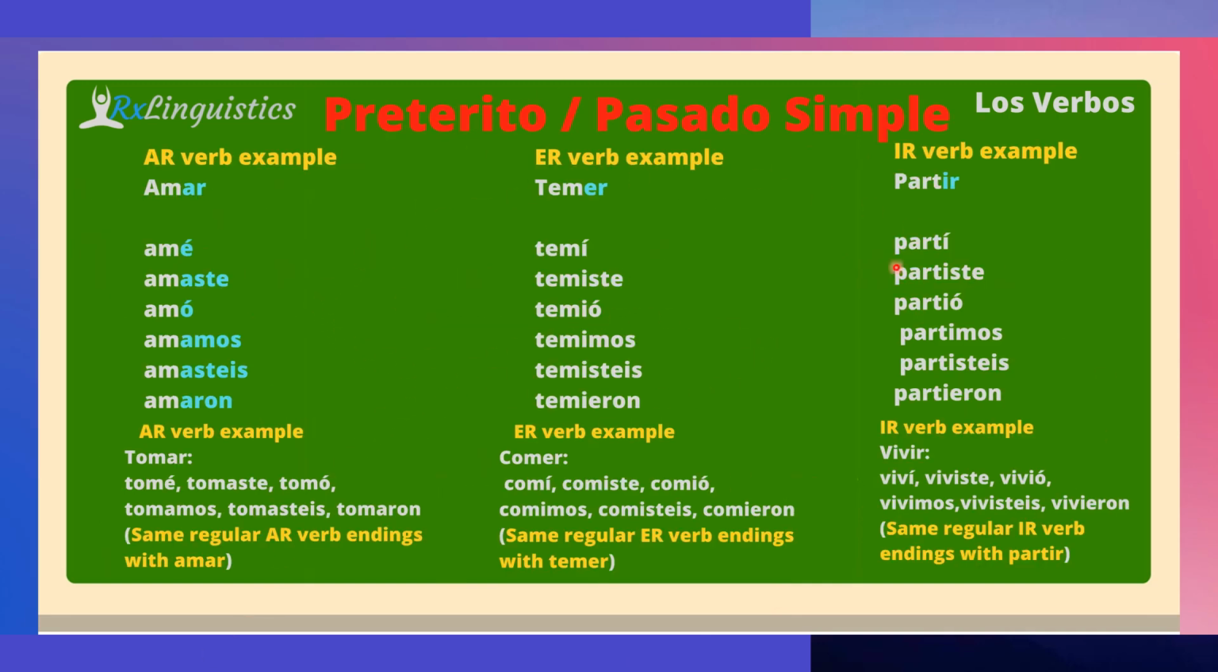Okay, so we just compare the present tense over there, and here is the preterite, or simple past, of this verb. If you learn to conjugate amar in the simple past, at the same time you are learning to conjugate temer. Okay, temí, temer, same as comer. Partir, same as vivir. Okay, so here is amé, which means 'I loved'.